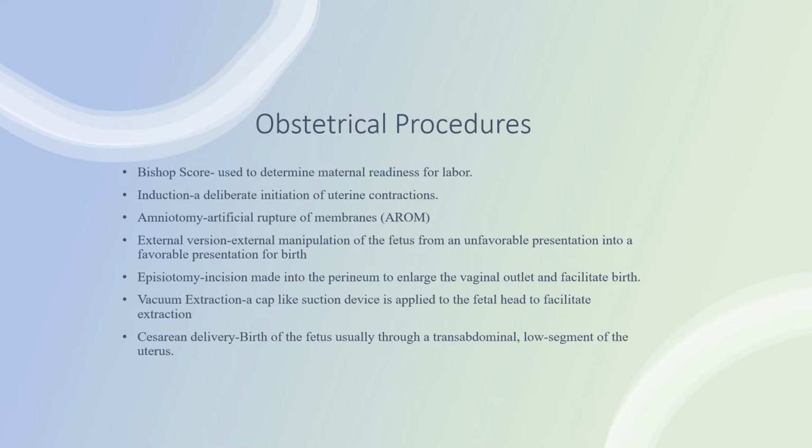Vacuum extraction, that's basically when the mother's not pushing well. Sometimes they are given an epidural and they can't push, they don't feel anything. So at that point they'll go in and put a little suction device on top of the fetal head, and it basically helps pull the baby out. And of course, cesarean delivery, that's when the baby must be delivered through an incision, typically at the very lower part of the abdomen.